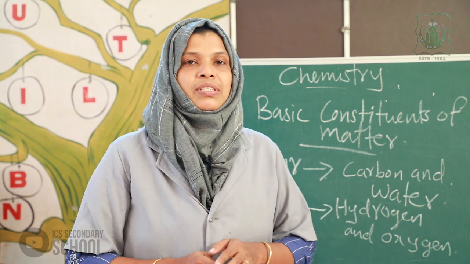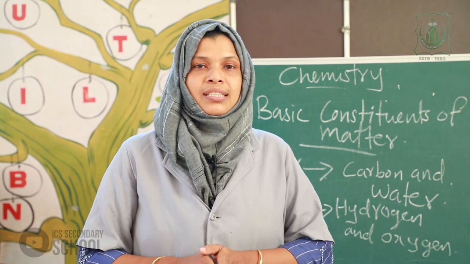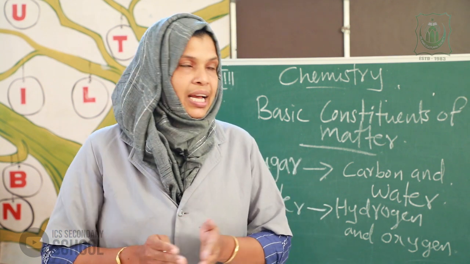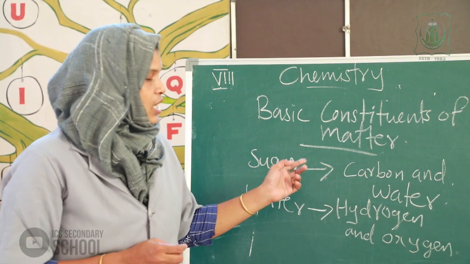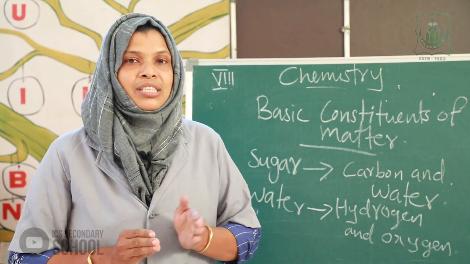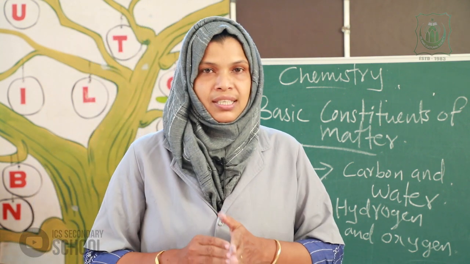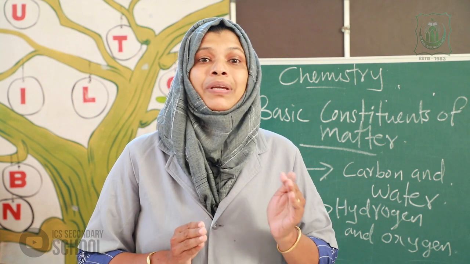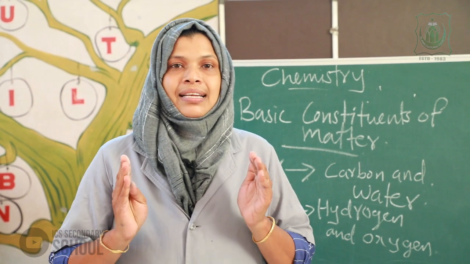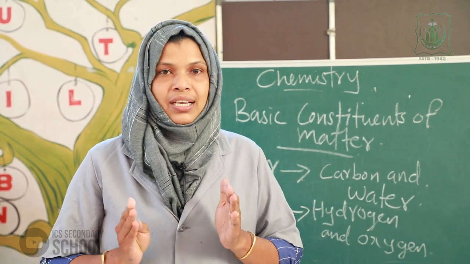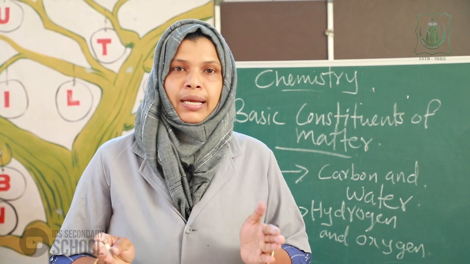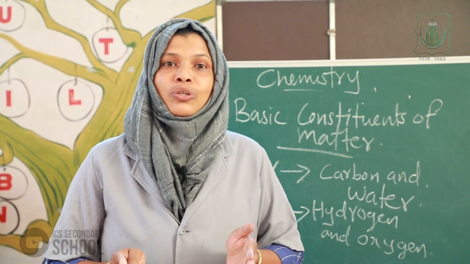By doing these activities, we understand that some substances can be further divided, like sugar. Sugar can be divided into carbon and water, and water can be divided again into its components hydrogen and oxygen. Some substances cannot be further divided, like carbon, hydrogen, oxygen, etc. So, we can classify the substances into two types.